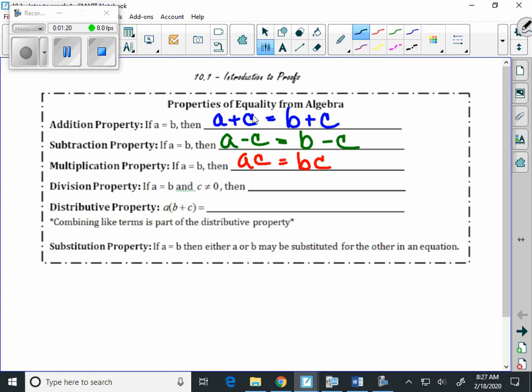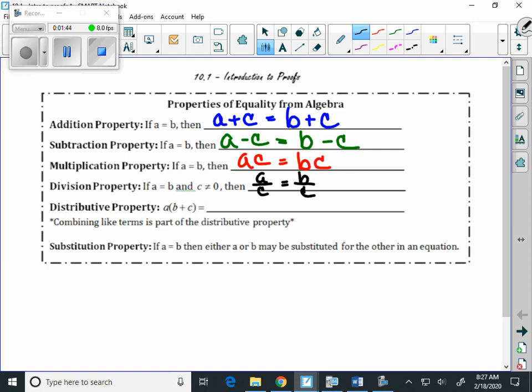And division as well. One thing just to keep in mind is we can divide. So if A equals B, then A divided by C equals B divided by C. Off to the side it says C does not equal 0 because we're not allowed to divide by 0.